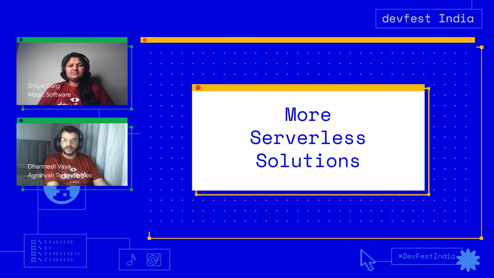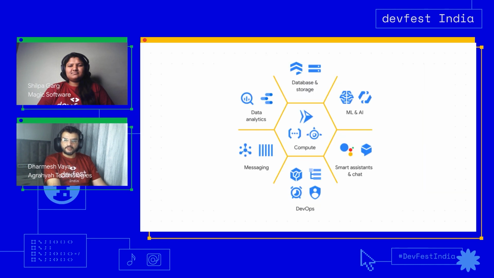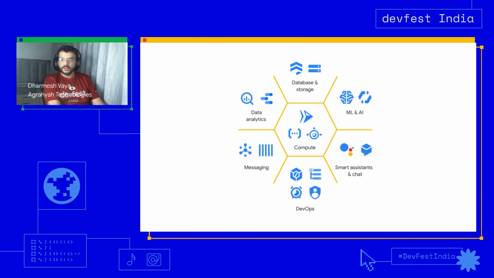Okay, and I think I can then carry on with the rest of the slides. The next slide talks about the other serverless solutions that you have on GCP. We saw just the tip of the iceberg, which is the compute around Cloud Run. There is also App Engine, there is Cloud Functions. All these are possible ways in which you can deploy your applications on GCP in a serverless fashion.